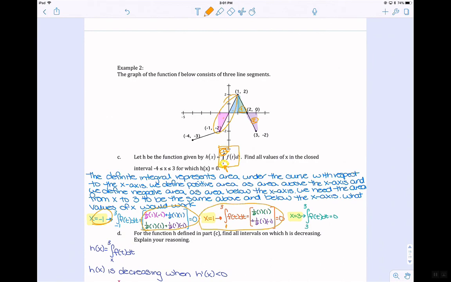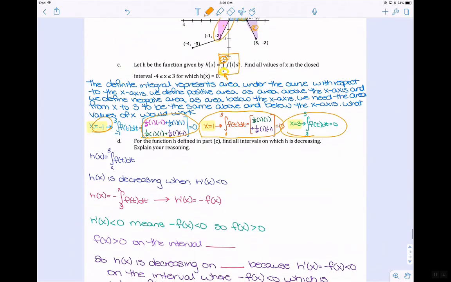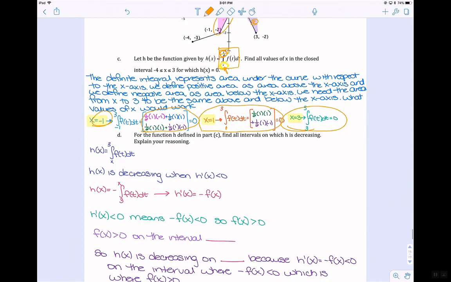The only other one that works is when a and b are equal to each other, which is when a and b are both 3. Okay?